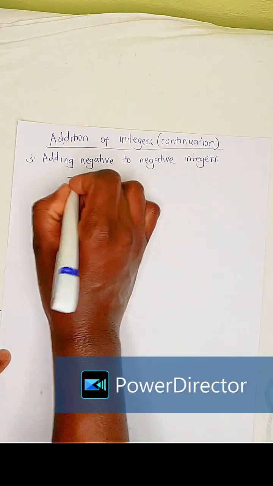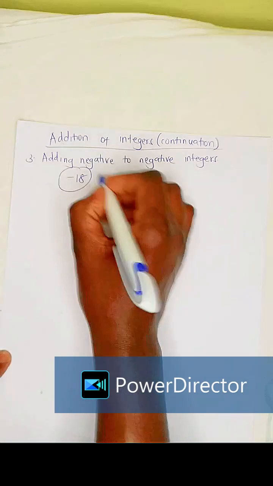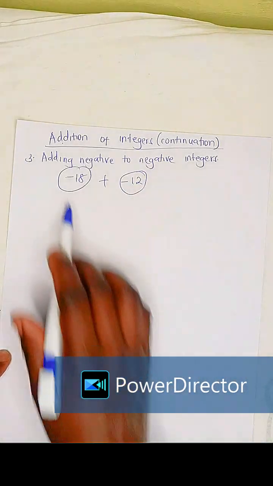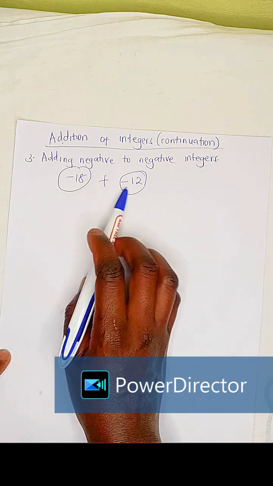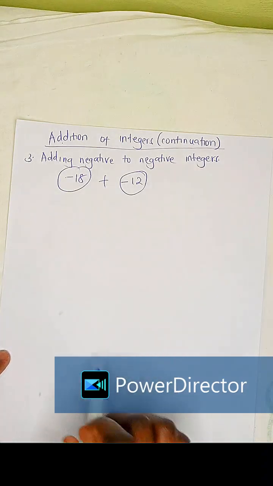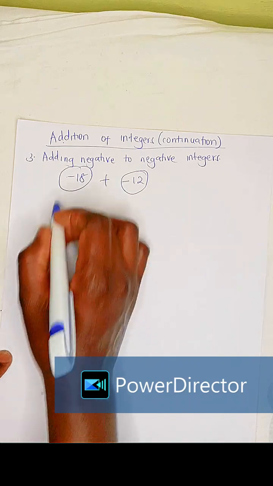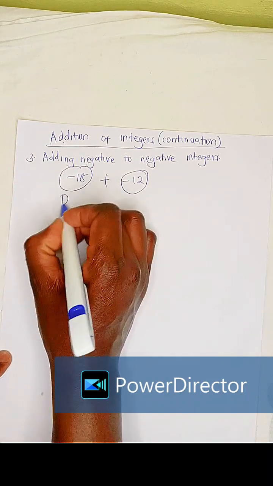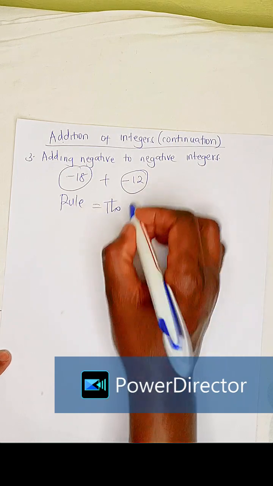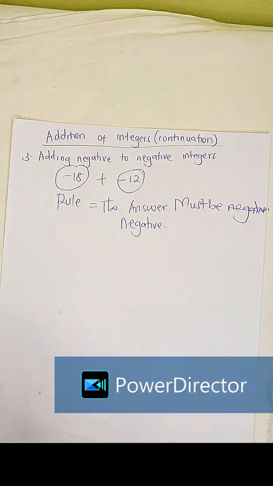Suppose we have a negative 18. We are adding it to a negative 12. This is an example. This is a negative integer and this is a negative integer. They are adding, okay? Now, there is a rule you should know here, that the answer must always be negative. So what do we do? How do we go about this?